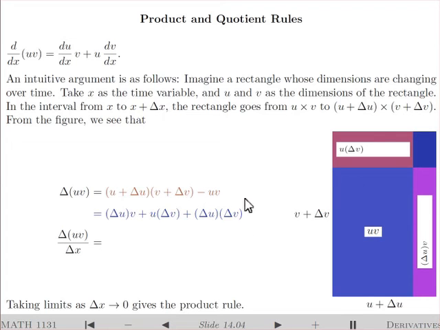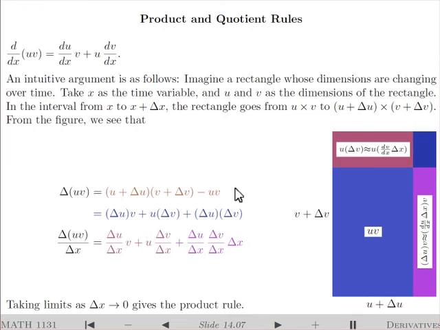What about the third term? I want to divide it by delta x. Should I put it under delta u or delta v? It turns out it doesn't matter, but I'm going to, for good measure, put it over both of them. But that's too much, so I need to multiply by another delta x to balance that. So delta u over delta x is essentially the derivative of u. Delta v over delta x is essentially the derivative of v.